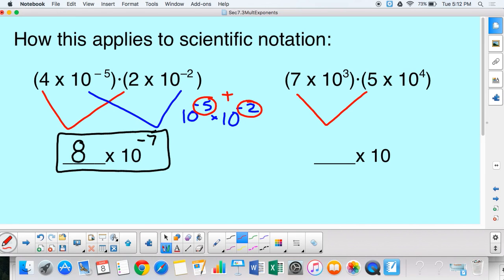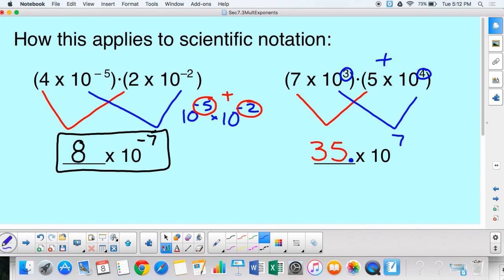In this problem, we get 35, multiplying 7 and 5 together. 10 to the third times 10 to the fourth. We're going to add those powers together. We get 10 to the seventh. Not my final answer. Just wait. This isn't my final answer because this isn't scientific notation.